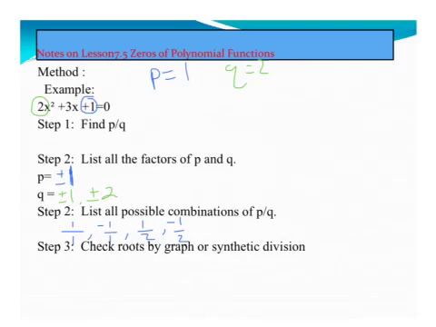Now, in order to decide which of these actually works, we're going to check the roots by graphing or synthetic division. We've got our graphing calculators handy. Let's use those. So I'd like you guys to plug this one here, 2x squared plus 3x plus 1, into your graphing calculator, and we'll see what we get. This next screen will show us some screenshots from the calculators.